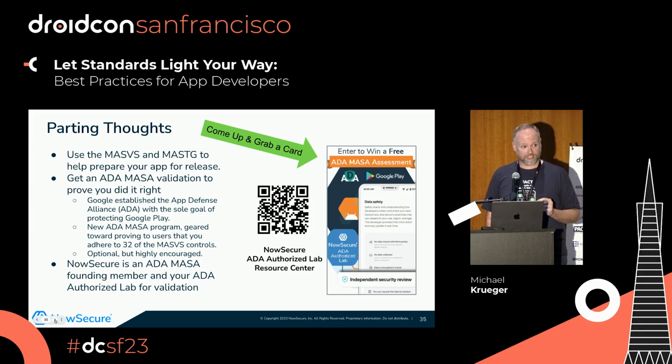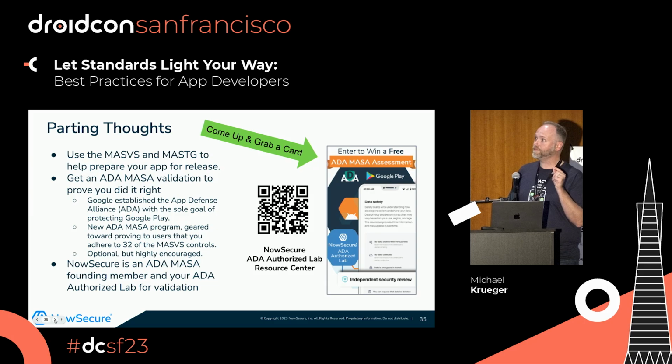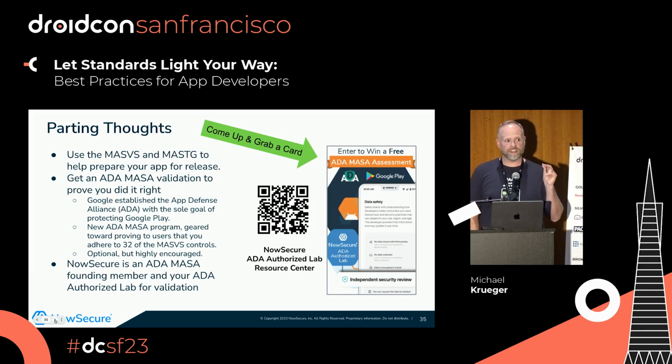The App Defense Alliance is a Google-specific sponsored alliance of industry partners and experts. They have based a mobile-specific standard off of the MAS-VS that I just went over a little bit about. They chose 32 of the most important controls, and they said, this is our expectation for a baseline implementation of security and privacy that we want to see for all mobile applications in Google Play. So this program started out invite only, quietly started rolling it out to the community. Now it's open to everyone.